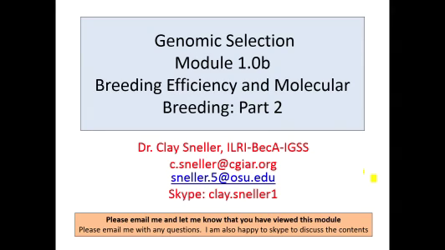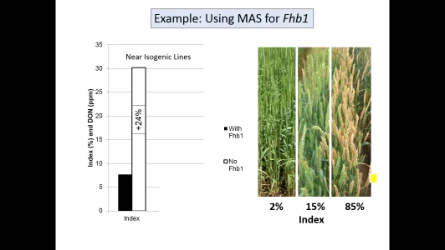Welcome to the second half of Module 1 on genomic selection, in which we were talking about breeding efficiency and the impact that molecular plant breeding can have on improving that efficiency. And here's just an example. In wheat, we have a disease called Fusarium head blight, a devastating disease, pretty widespread throughout the world, and we have one QTL in particular that's quite effective in improving resistance to it. It is a QTL. It does not provide complete resistance, and the name of that QTL is FHB1.